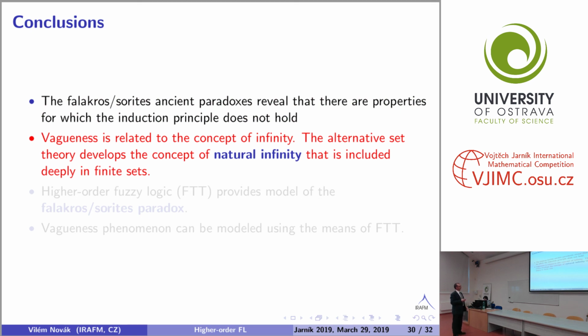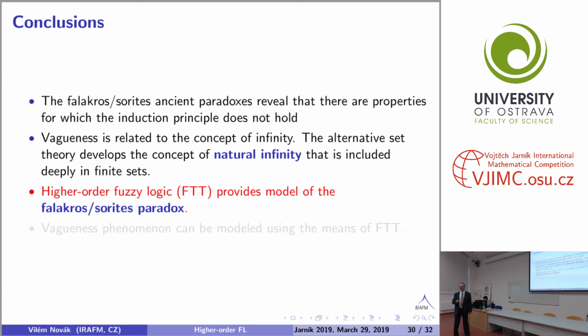Vagueness is related to the concept of infinity of the alternative set theory, the infinity which is called natural infinity. A higher order fuzzy logic provides a model of the Falakros and Sorites paradox. This I have just demonstrated. And the vagueness phenomenon can be modeled using the means of fuzzy type theory. Perhaps next time I can speak in more detail about that, but I think the idea of what is going on is captured here. So that's all. Thank you very much for your attention.